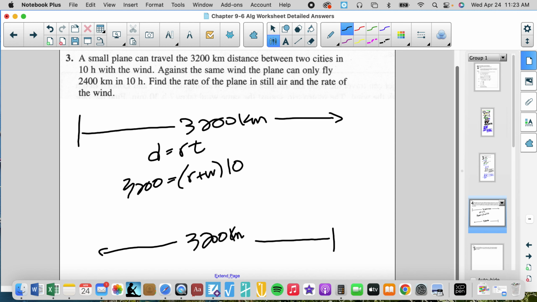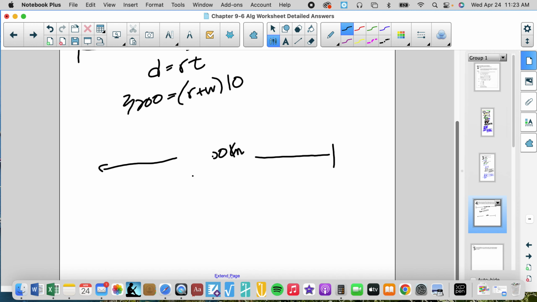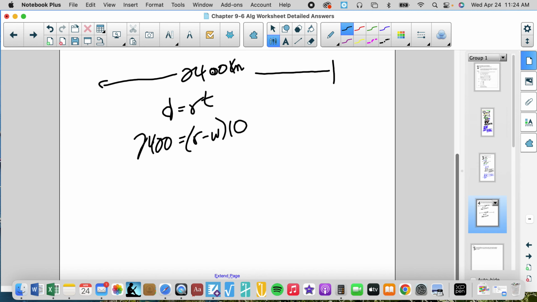Okay, that's okay. It doesn't fly the same amount of distance, but that's okay because we're not setting them equal to each other. We're just writing an equation: distance equals rate times time. The distance is still different. The rate is still minus the wind. The wind and the rate of speed are constant, the same in both, and we just have a time. So this still works. You can still do this.